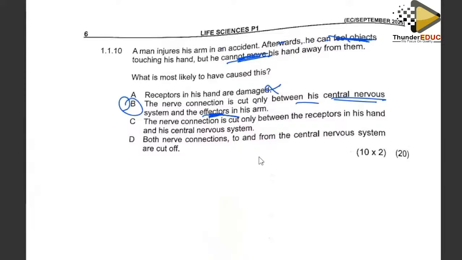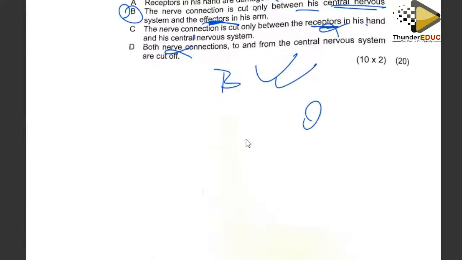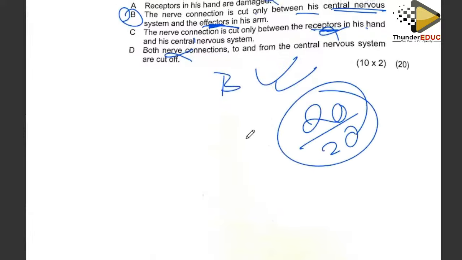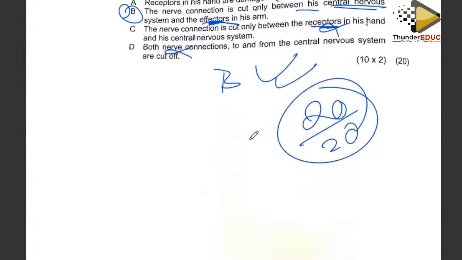The nerve connection is cut only between the receptors in his hand and the central nervous system. The receptors, no, this is wrong. They're saying that both the nerve connections to and from the hand, nope, you're able to feel. So this one is wrong. So B becomes the most correct answer. And those people who wrote this paper, I think now you got 20 out of 20. And if you did not get 20 out of 20, I think now you know the reason why you did not get 20 out of 20.